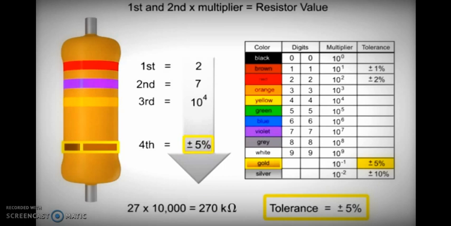And the 4th band is gold, which is the tolerance band in this case, so here the tolerance will be plus or minus 5% as indicated from the table. So the entire value of the resistance is 270 kilo ohms.